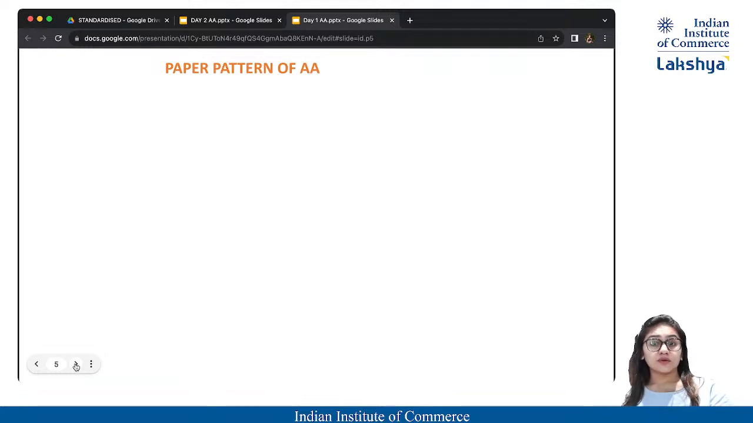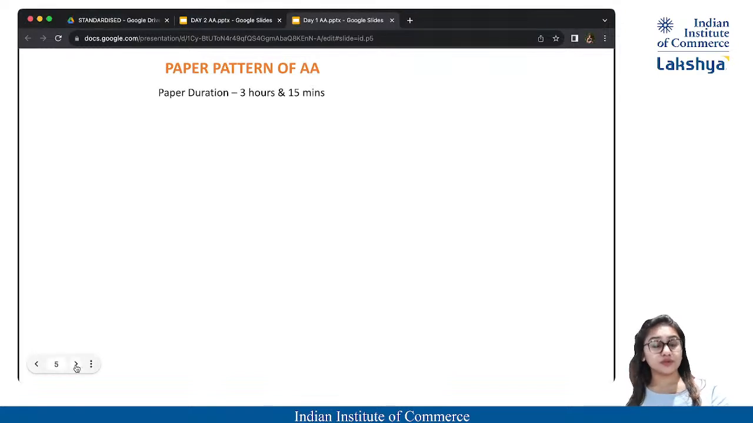Next we're going to talk about the paper pattern of AA. How the paper is designed to be, how to solve it, how to manage time, and all that we're going to study now. So what is the paper pattern of AA? Considering AA is a special subject, AA's paper pattern is also special. It is very different from all the other papers that are there. All the other papers are distributed in a certain way. AA is different. Okay. So what about AA?